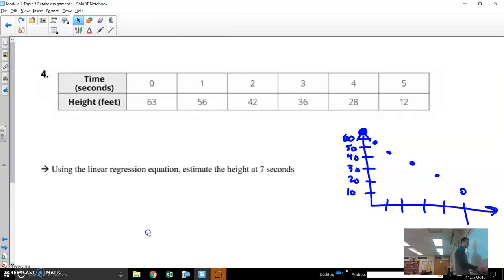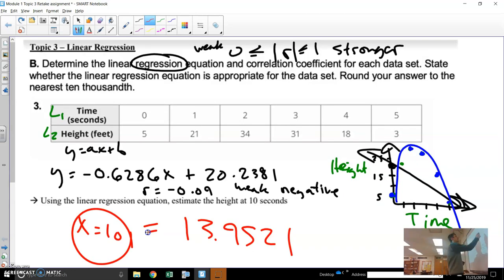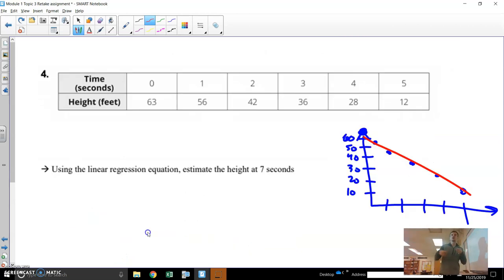And see, this looks much more linear. Just in that sketch, you can tell that those points are going to line up fairly well. So I expect my correlation coefficient this time to be much closer to 1, because that is what we mean by strong. All the points are close to that line.